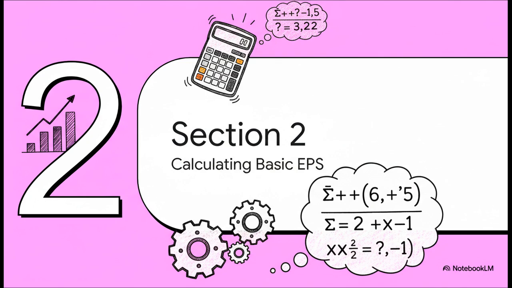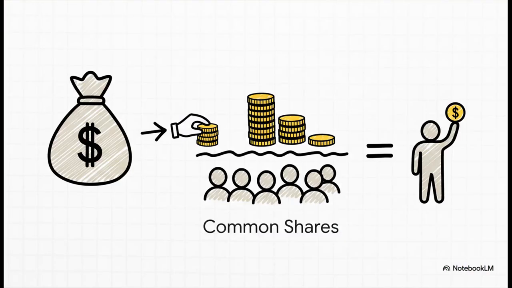All right, we've got the concept down. Now let's pop the hood and look at the mechanics. How do people actually calculate this number? It all comes down to a formula, and understanding the pieces of that formula is the key to spotting what's really going on. Conceptually, it's pretty simple. You take the total profit that belongs to the common shareholders, that's the top part of the fraction, and you divide it by the number of common shares, which is the bottom part.